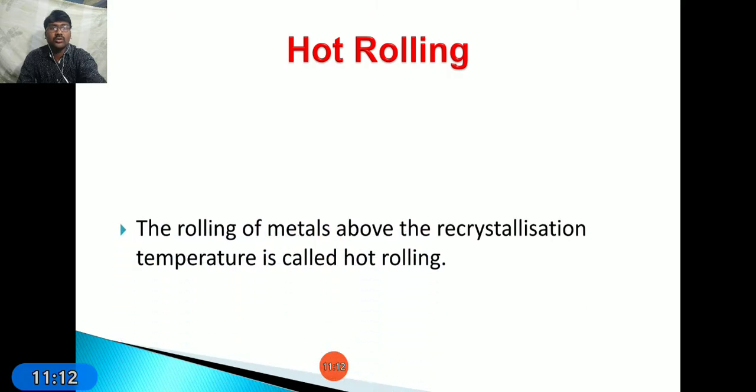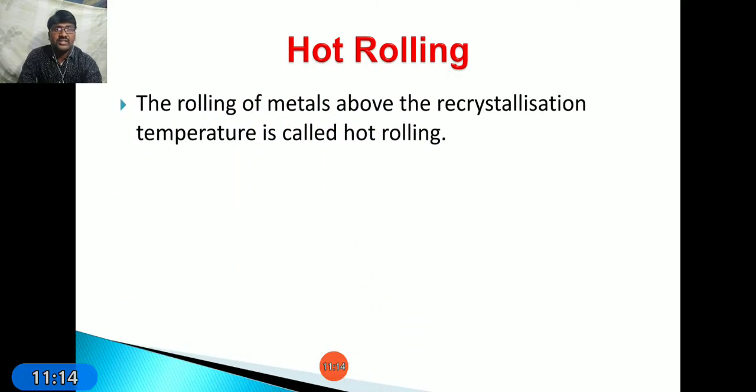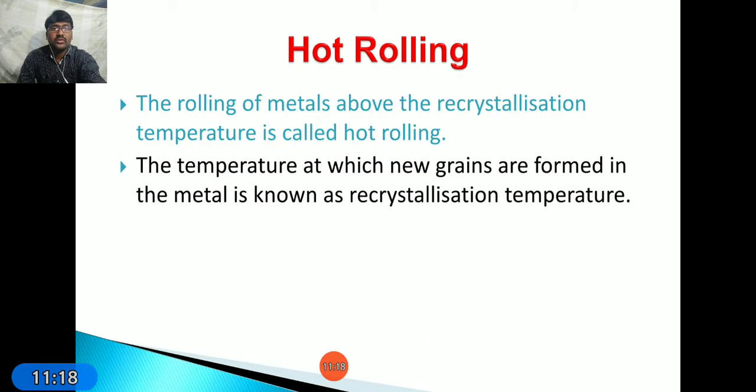Next, coming to hot rolling. Here the rolling of metals above the recrystallization temperature is known as hot rolling. Next, the temperature at which new grains are formed in the metal is known as the recrystallization temperature. Already we observed in the rolling process diagram, after the completion of the rolling process, nuclei form and small new grains are formed. That is grain growth.